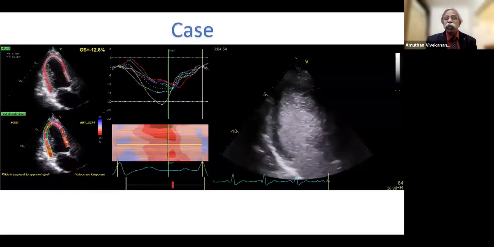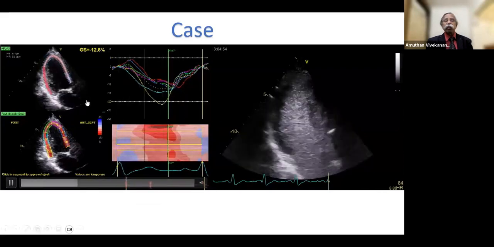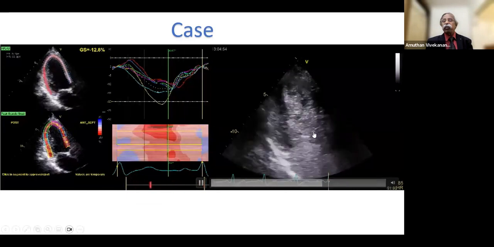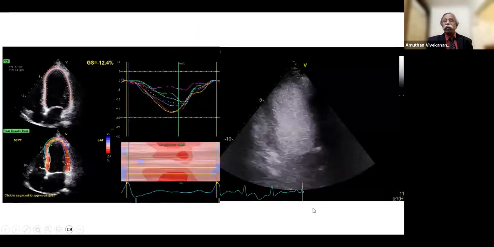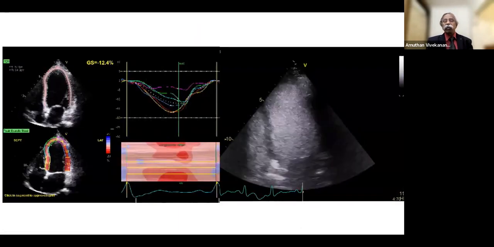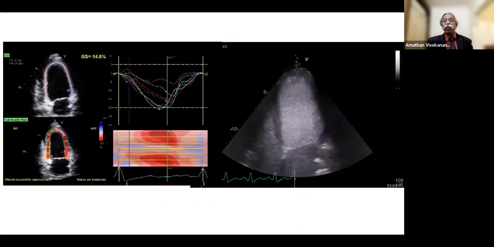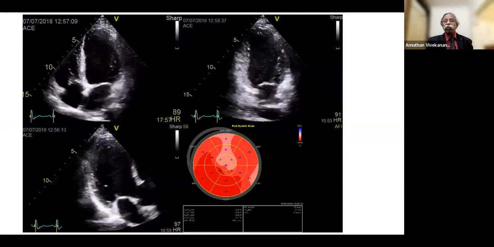Now you see, this is a case of anterior wall infarction. This is the strain pattern in the long axis view. This is contrast echocardiography. The contrast is filling the cavity, and simultaneously the perfusion images are seen there. This is in the four chamber plane. You can see that compared with the stress strain. And this is the anterior wall.